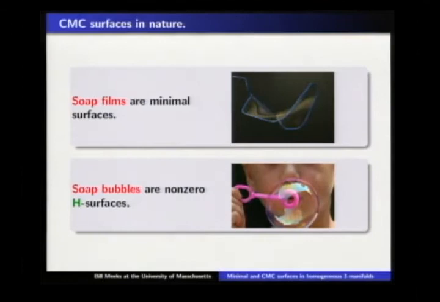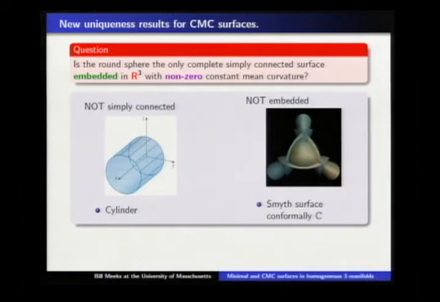Harold actually mentioned this result. Okay, so the question is: is the round sphere the only complete, simply connected surface embedded in R3 with non-zero constant mean curvature? If you're compact, then that's a well-known result. In fact, you can say immersed. That's Hopf's theorem: an immersed sphere of constant mean curvature in R3 is round. So this is really a question about topology. Can I have a plane in R3 that's complete and embedded and has non-zero constant mean curvature?